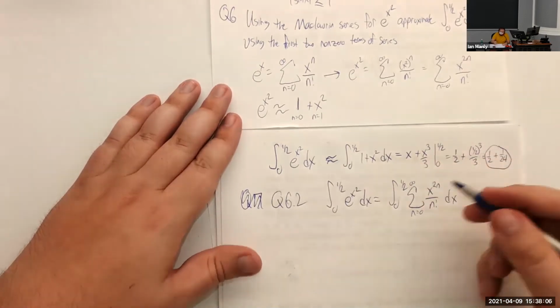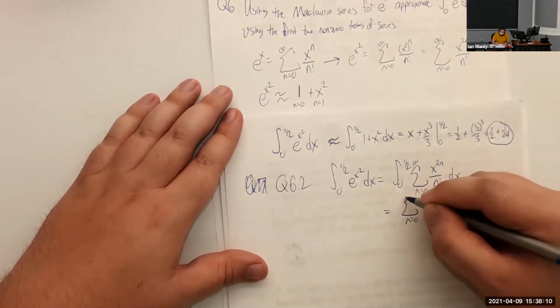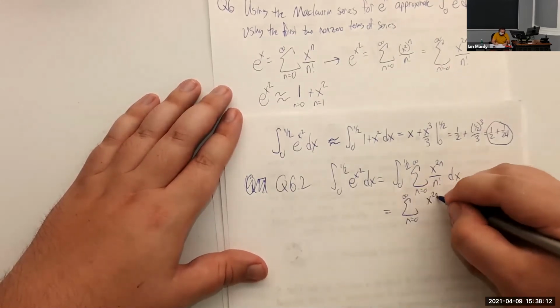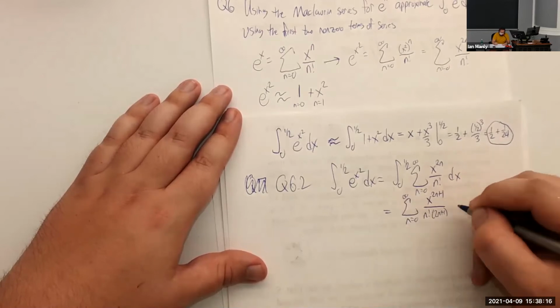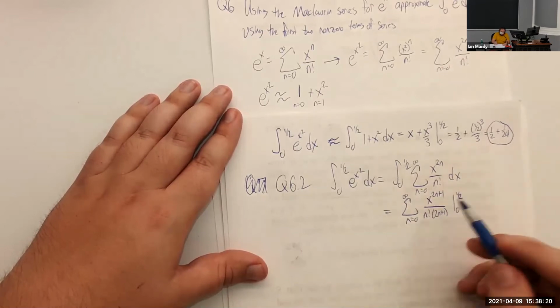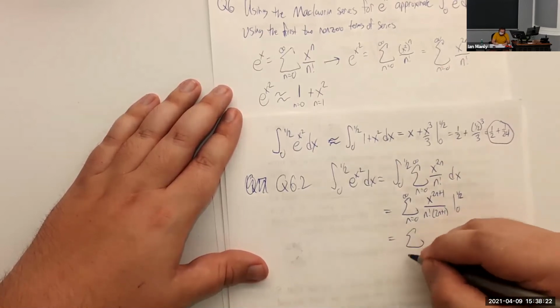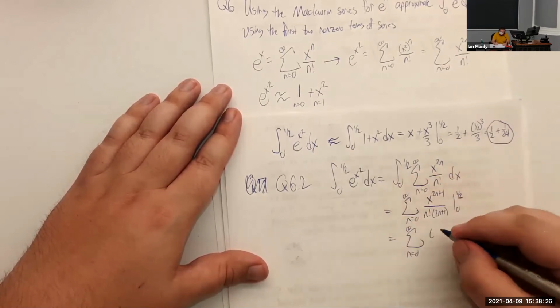And then we could have done that. So this would have been the sum from n equals 0 to infinity of x to the 2n plus 1 over n factorial times 2n plus 1. And we could have plugged these in. And these are all straight equals. These are all exact.